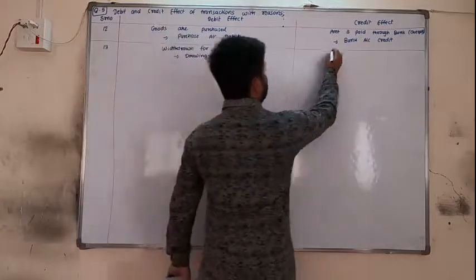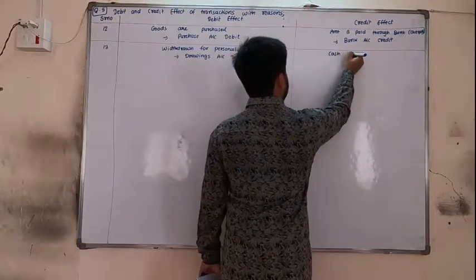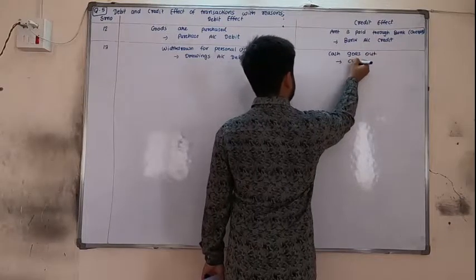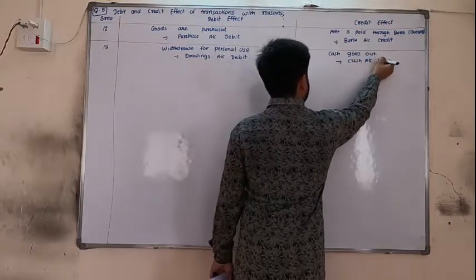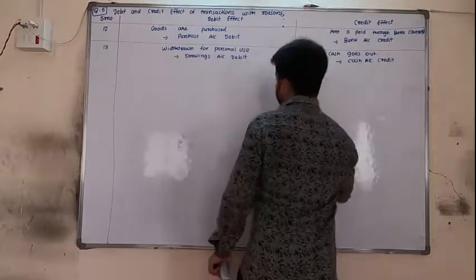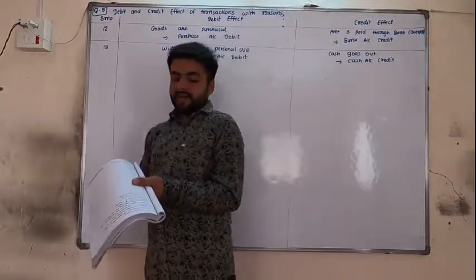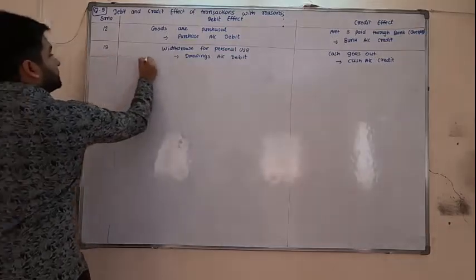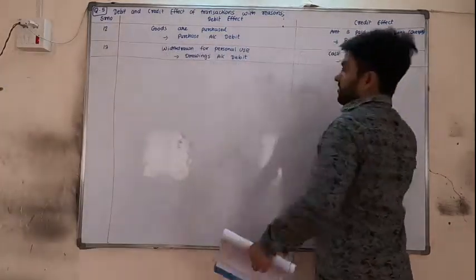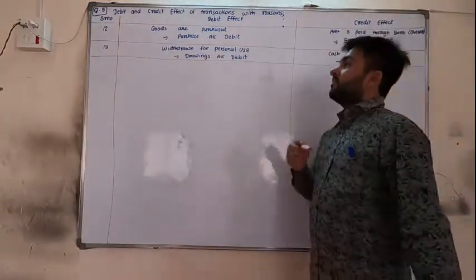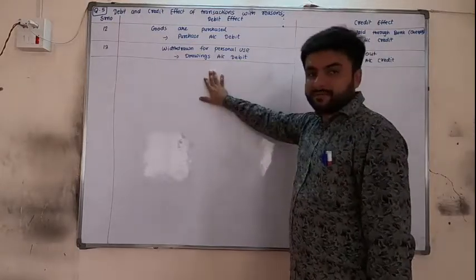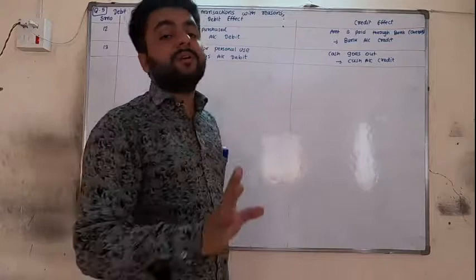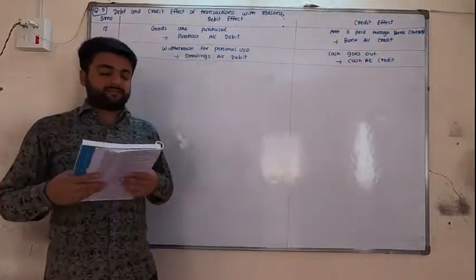Nothing is clear, so we are withdrawing cash only. Cash goes out, cash account credit. Again, I will explain. We are withdrawing from the business for personal use, but what we are withdrawing is not clear, so we are withdrawing cash only. Whenever we are withdrawing for personal use, drawings is debit. Now nothing is given, so we are withdrawing cash. If goods are given, then purchase should be credited.